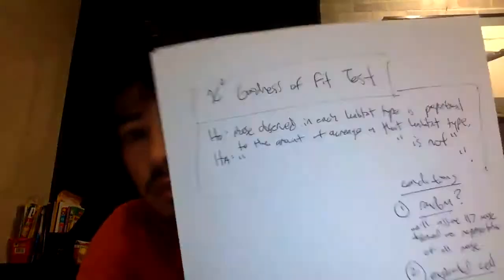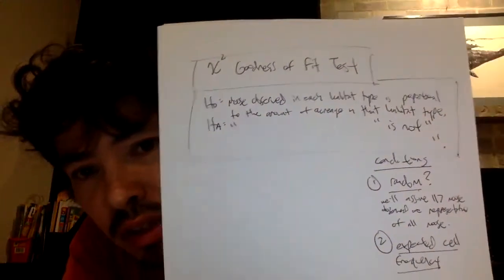Expected cell frequency. I'm getting this all from page 620 in your book, by the way. The expected cell frequency condition. And that's like our sample size condition. And that says that there must be more than 5 expected in each expected cell. Okay, we're gonna make those expected cells. We'll get there soon. Okay, so let's kind of put the conditions on hold. And we'll come back to the conditions, finish these up. So here's where I'm at. Chi-square goodness of fit test. The null is that the moose observed in each habitat is proportional to the amount of acreage in the habitat type.